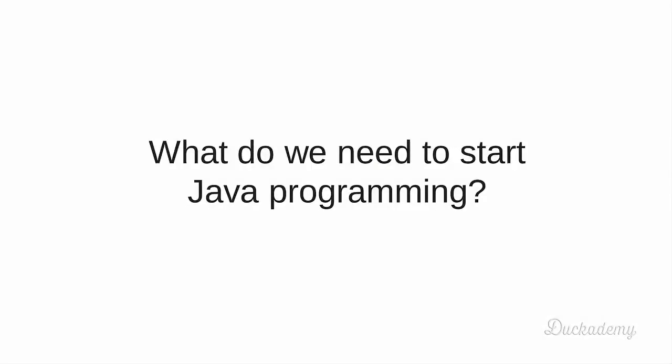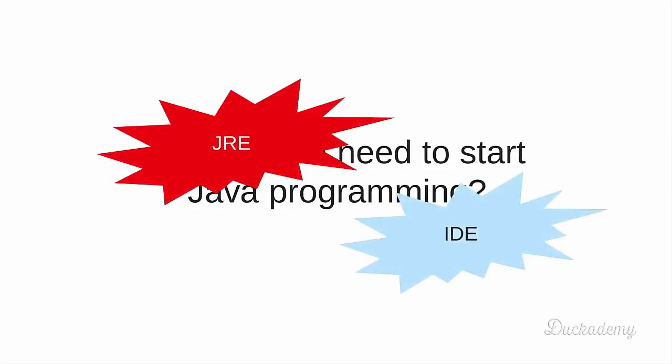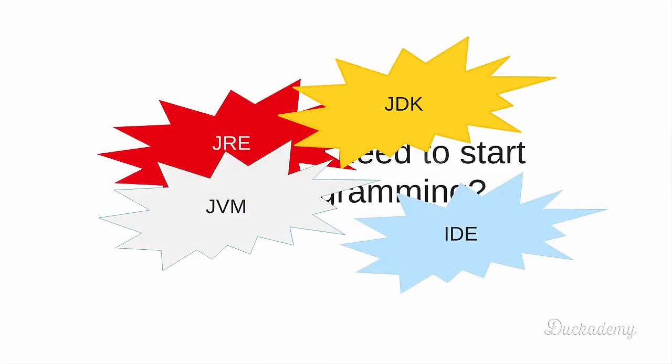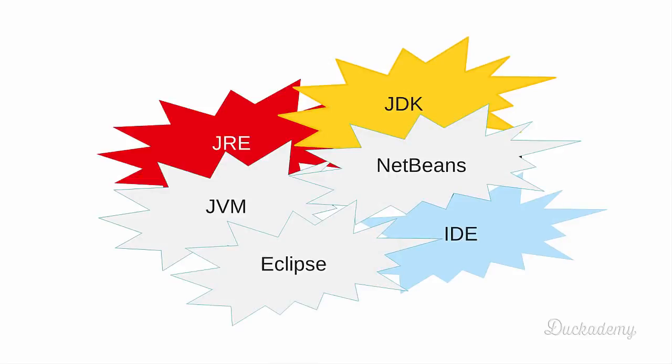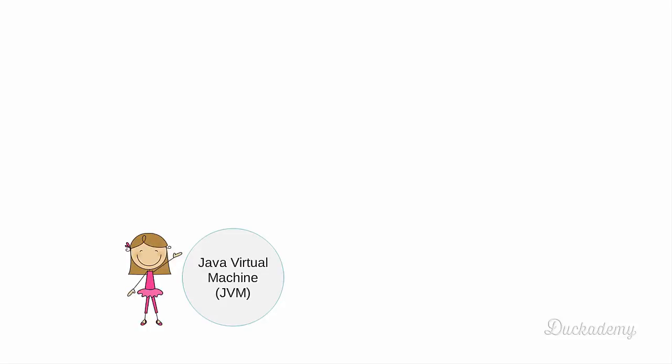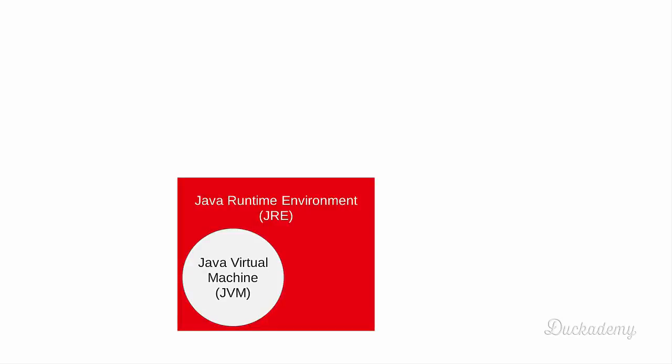If you start dealing with Java programming, you might hear a lot of abbreviations and expressions, such as JRE, IDE, JDK, JVM, NetBeans, and Eclipse. What are they? And what do you need for starting programming? At the core of Java is the Java virtual machine. In our analogy, that was the girl who was hired to translate our compiled message from Esperanto to the native language. This Java virtual machine is part of the Java Runtime Environment, the JRE.